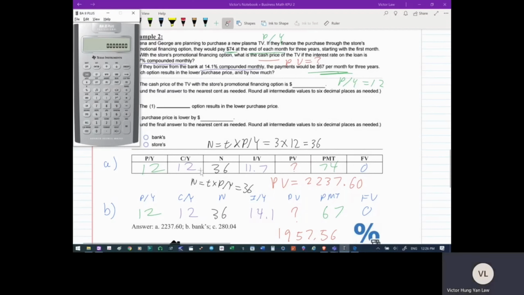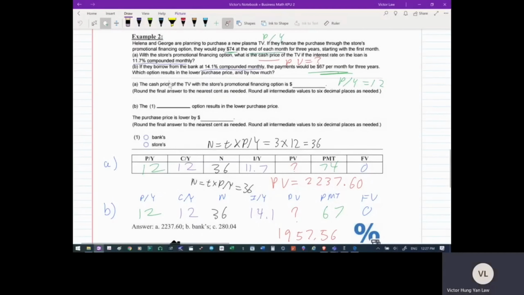So our first step, type in the CY and PY. So second function PY. PY is 12, enter, arrow down to CY, 12, enter. And then you clear at the bottom left corner, and then you type in N is 36, so 36, N. And then nominal interest rate, 11.7, and then you press IY, and that will set your nominal interest rate to 11.7. And then you have your PMT 74, so 74, PMT, and then you press 0 for future value, and then you compute for PV. That's what we're solving for, present value. So compute PV, you're going to get 2237.60, and that's your present value for part A.